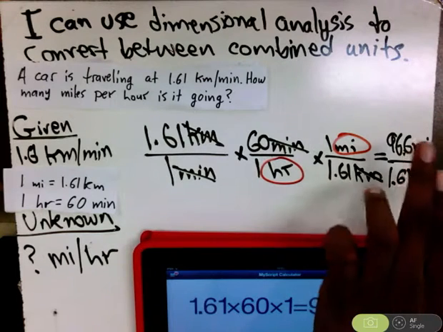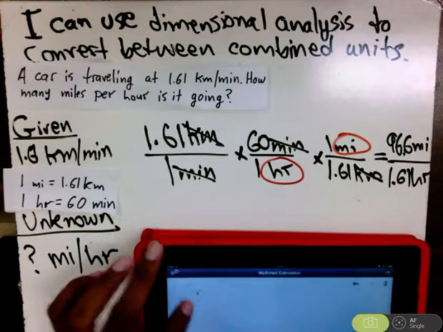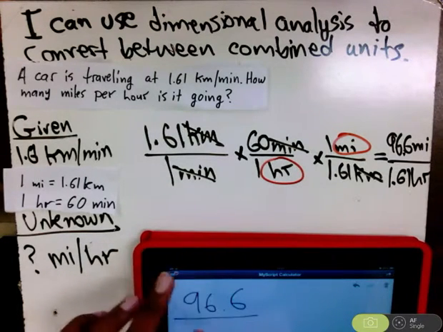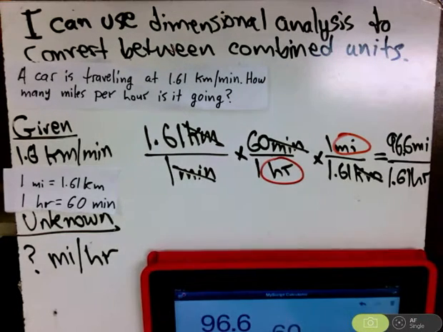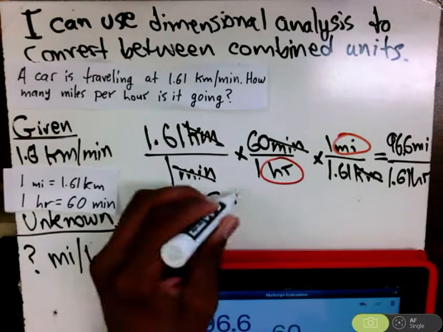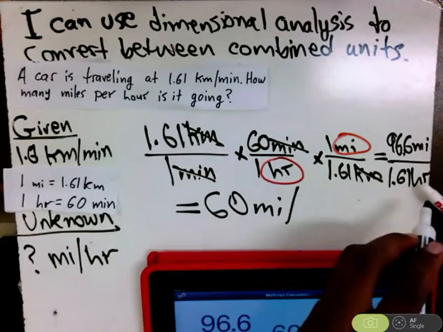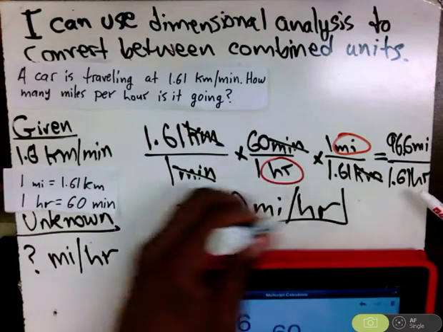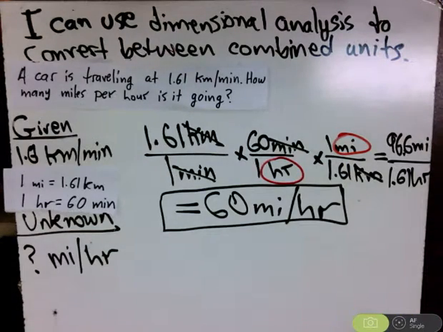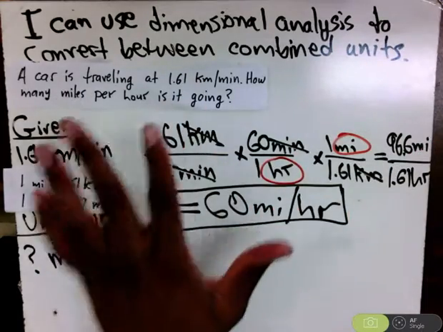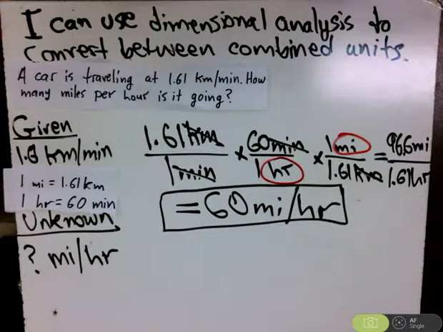And finally, I just divide my final fraction, 96.6 divided by 1.61, and that will give me 60. And what are my units? Miles per hour. And that is my final answer for that. And that is how you will use dimensional analysis to convert between combined units like miles per hour to kilometers per minute and anything similar to that.